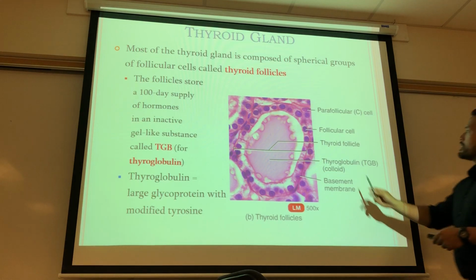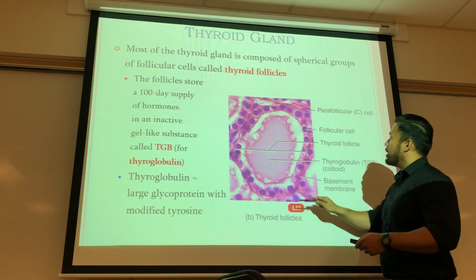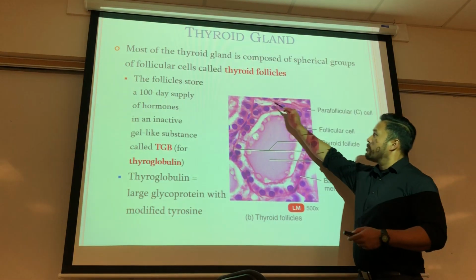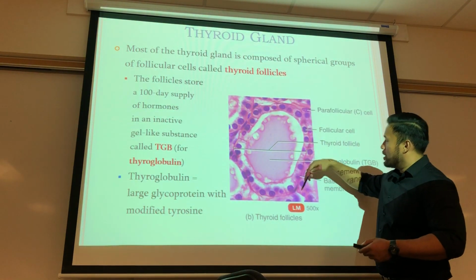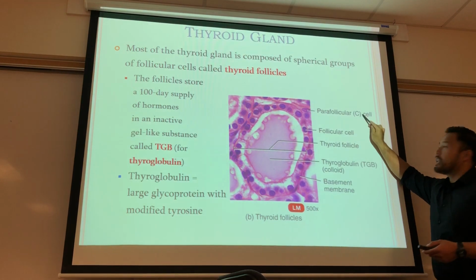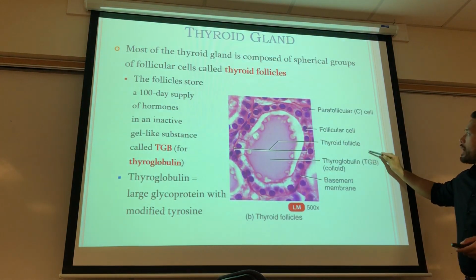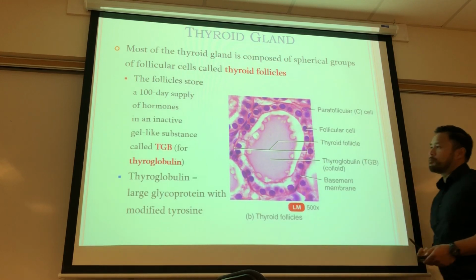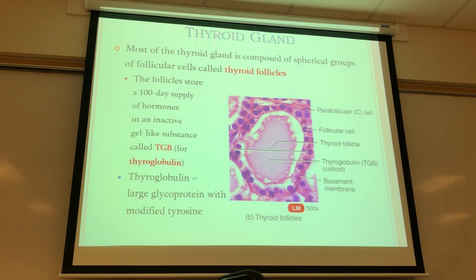And surrounding it, like I said, are follicular cells surrounding the area, and in between we have parafollicular cells that are riddled in between these follicular cells. I'll talk about these, but these are going to be related to calcium regulation. Right now our focus is on the follicular cells that are responsible for the production of T3, T4.